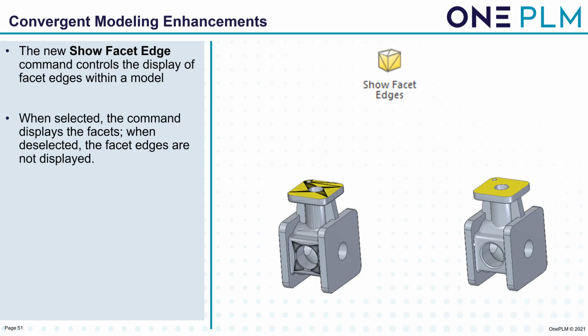Other convergent model enhancements is the new Show Facet Edge. Because we've got this option here, Show Facet Edge controls the display of facet edges within the model. When selected, the command displays the facets. When deselected, the facet edges are not shown. So we can see the facet edges shown on the left and not shown on the right.